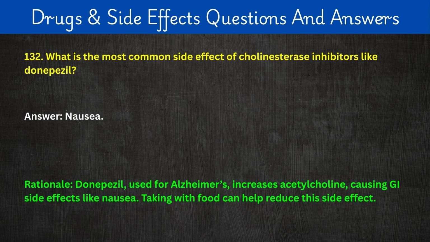132. What is the most common side effect of cholinesterase inhibitors like donepezil? Answer: nausea. Rationale: donepezil, used for Alzheimer's, increases acetylcholine, causing GI side effects like nausea. Taking with food can help reduce this side effect.